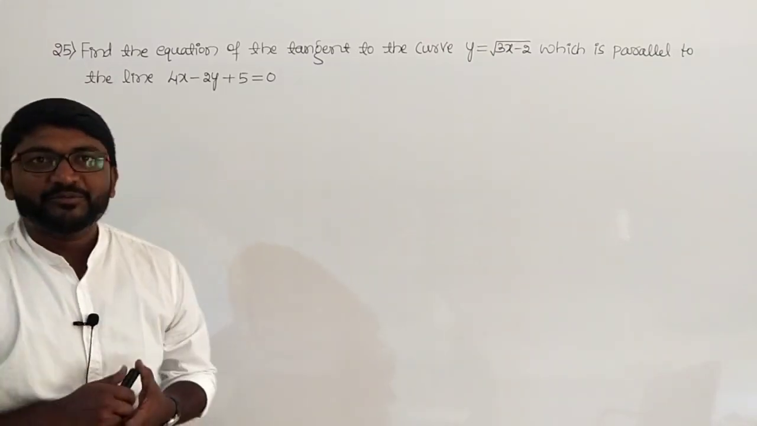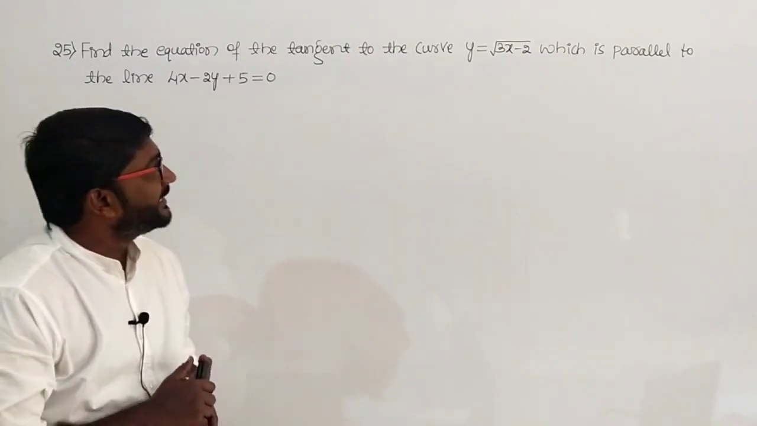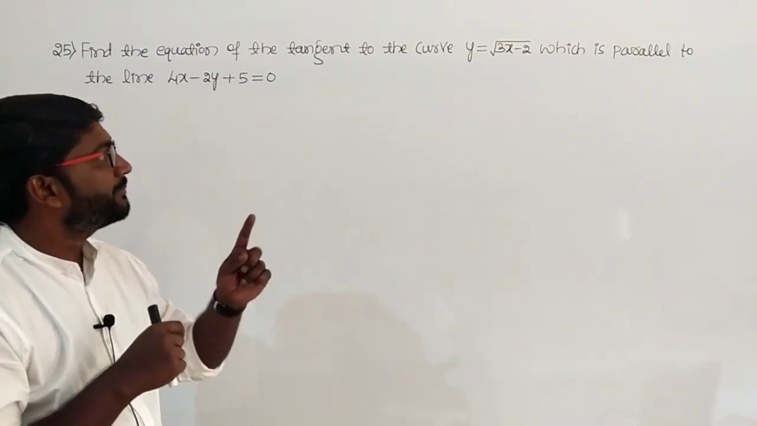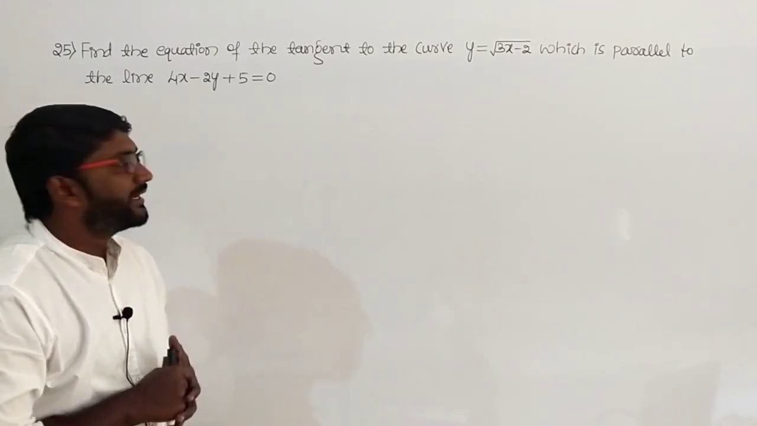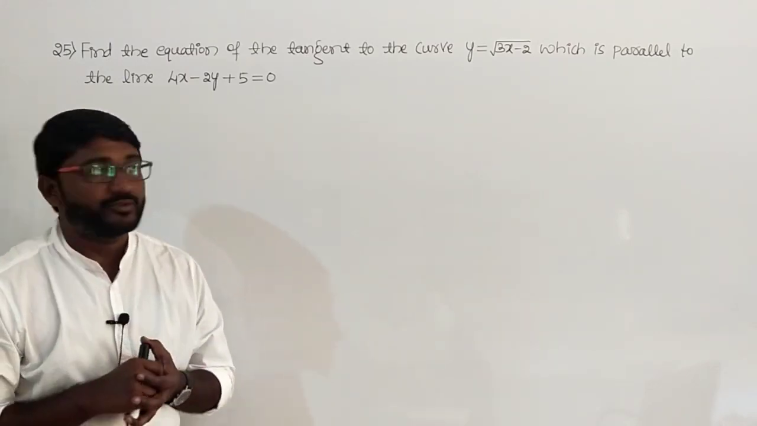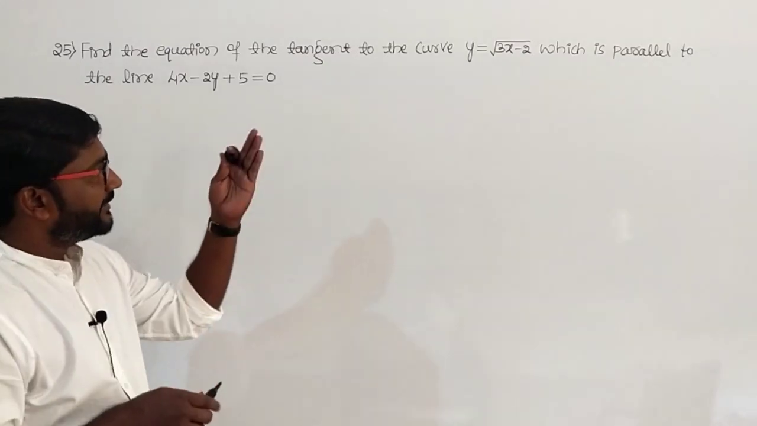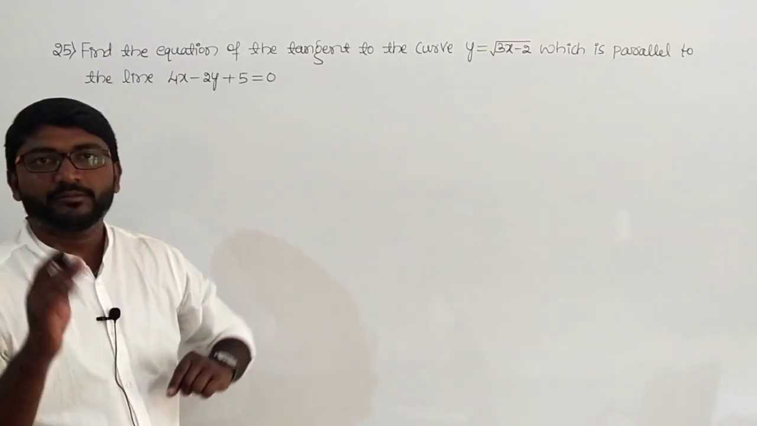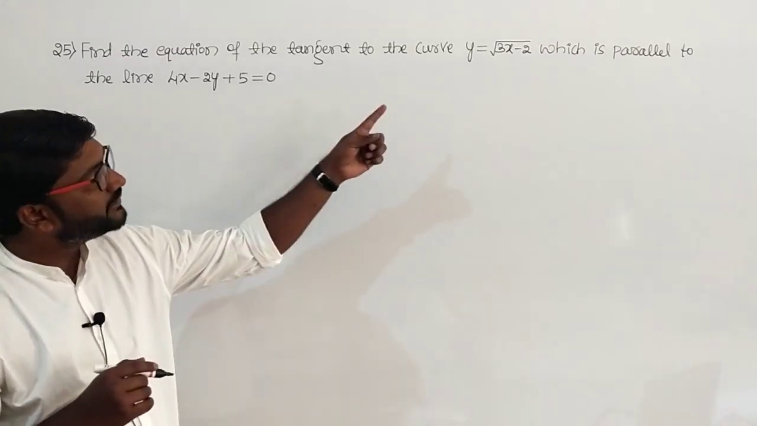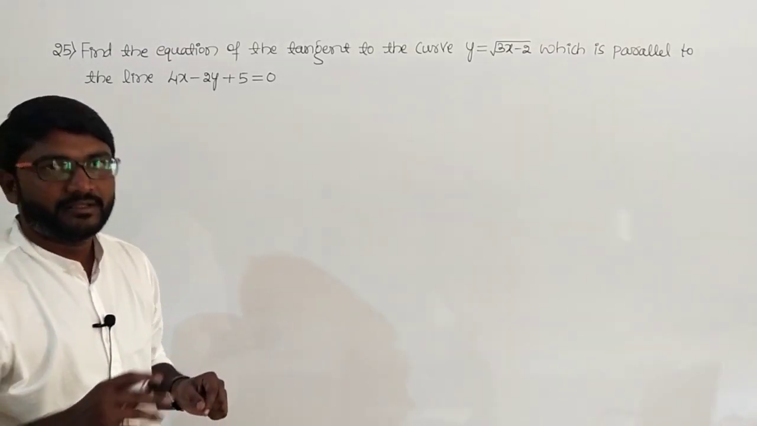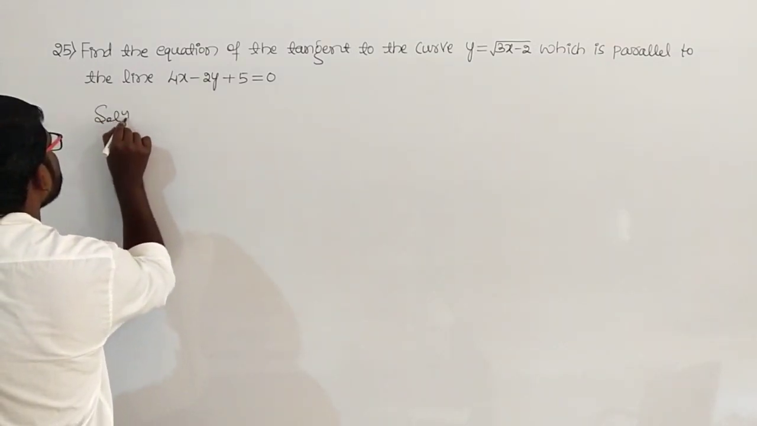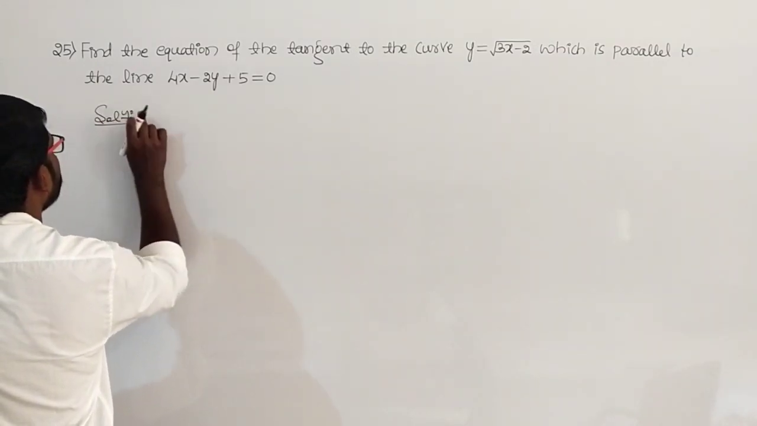Well, the 25th question is: find the equation of the tangent to the curve y which is equal to square root of 3x minus 2 which is parallel to the line 4x minus 2y plus 5 which is equal to 0. So we will have to find the slope of the tangent and get the slope of the line and equate both the slopes, because he says the tangent to this curve is parallel to the line. That means m1 equal to m2.